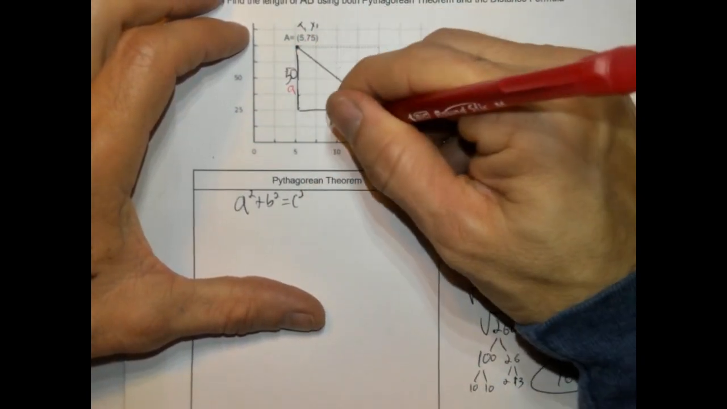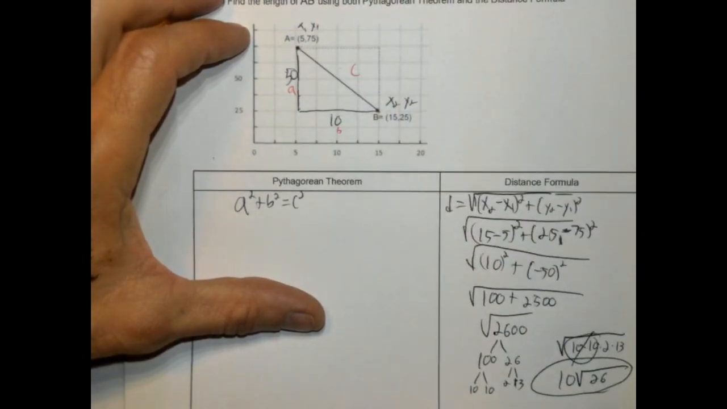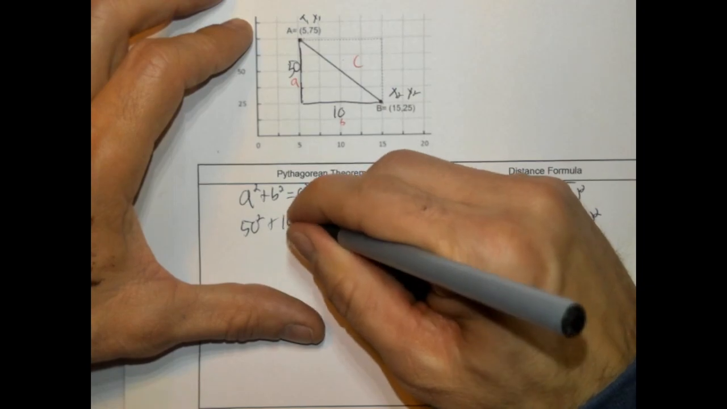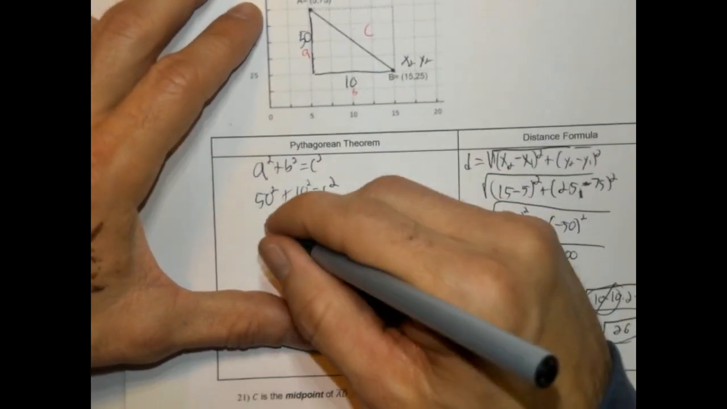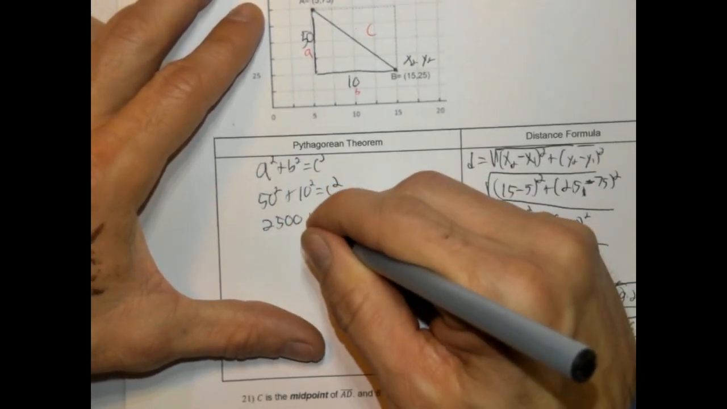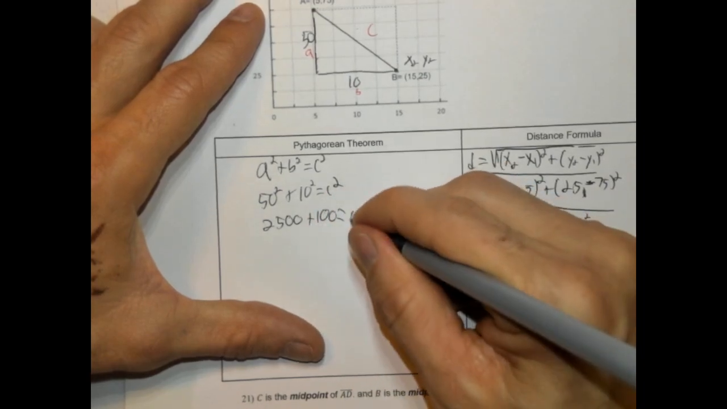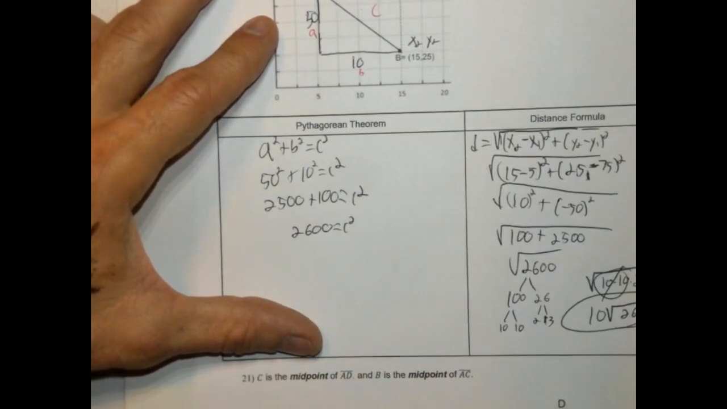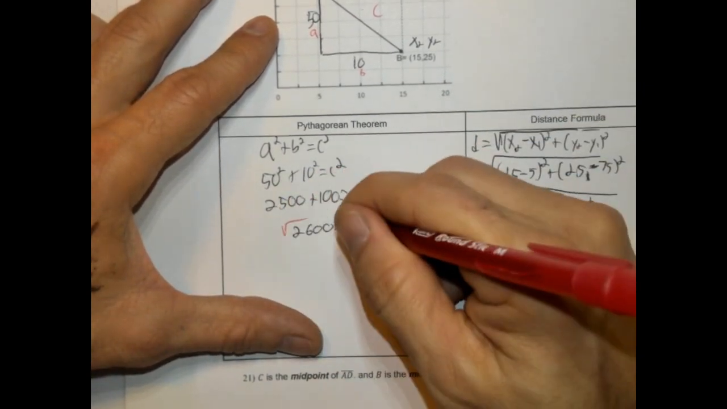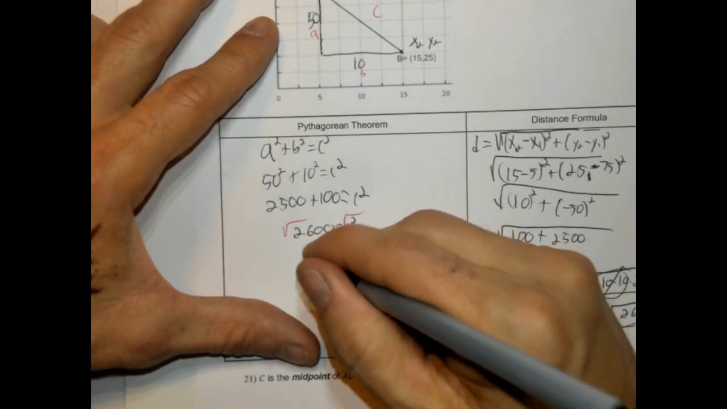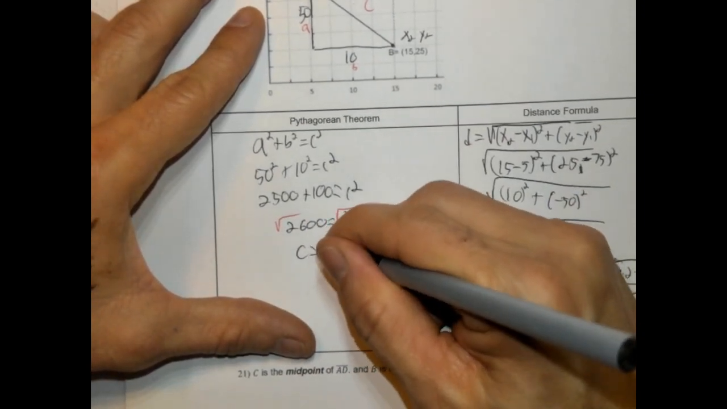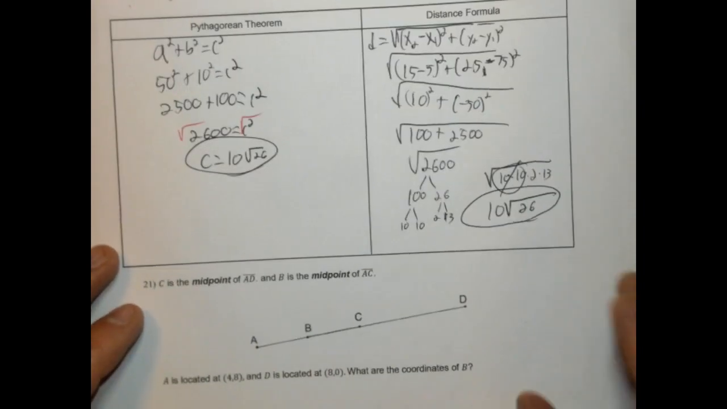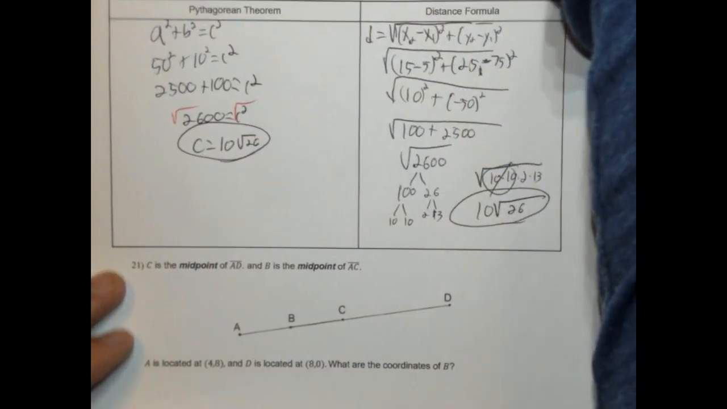So label our sides, A, B, and C. It's confusing because we have A and B there, but oh well, what can you do? So 50 squared plus 10 squared equals C squared. This should look very familiar. Square root both sides. And C will be equal to 10 radical 26. Personally, I like this one a lot better. I like using the Pythagorean Theorem. I think everybody does.